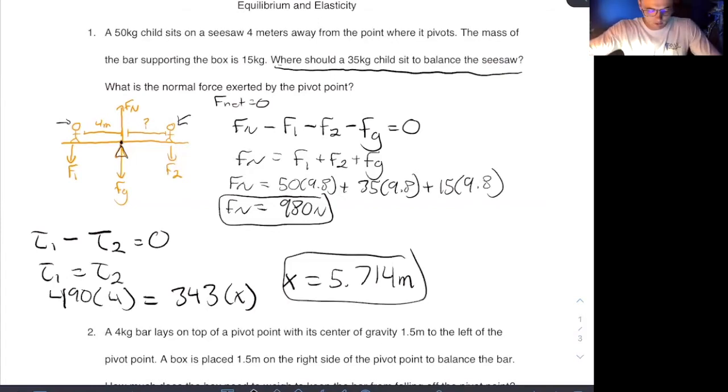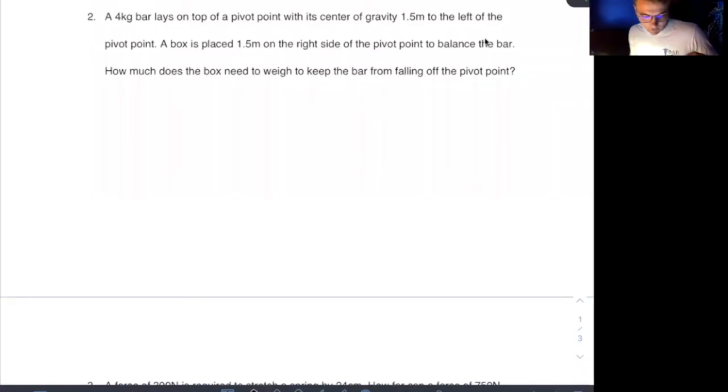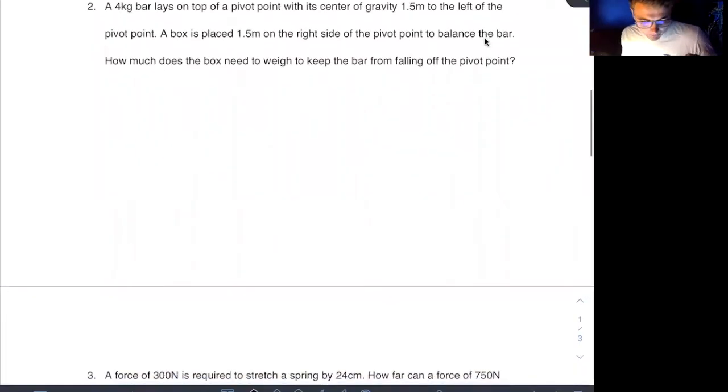Cool. So go on to number 2. Okay, so for number 2, a 4 kilogram bar lays on top of the pivot point with the center of gravity 1.5 meters to the left of the pivot point. A box is placed 1.5 meters to the right of the pivot point to balance the bar. How much does the box need to weigh to keep the bar from falling off the pivot point?